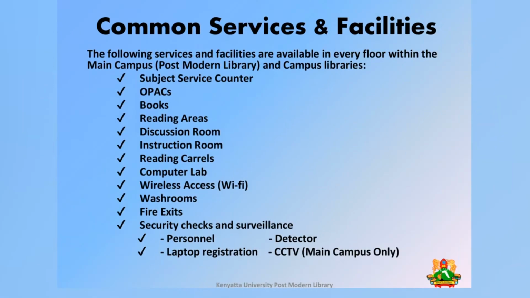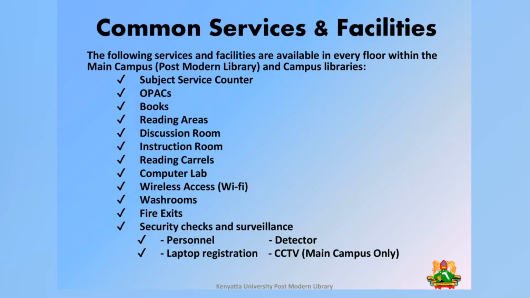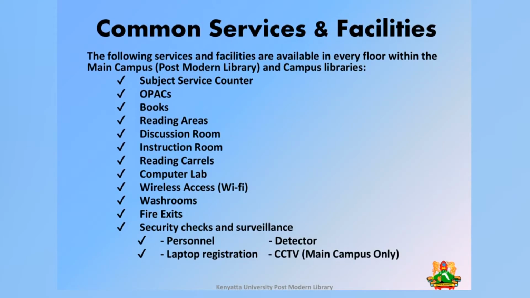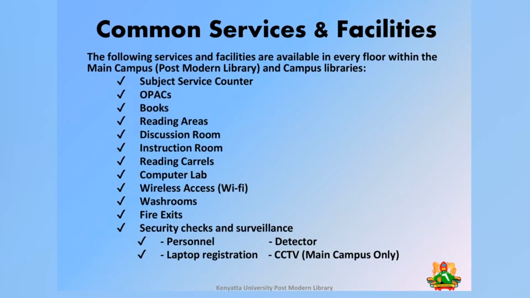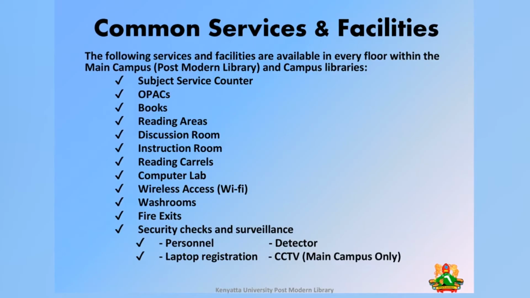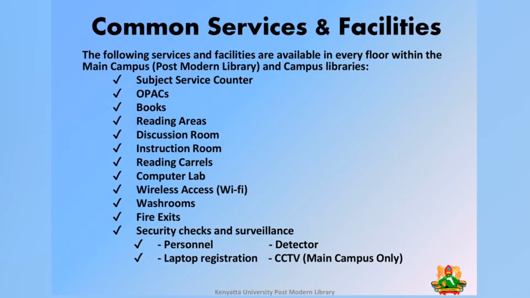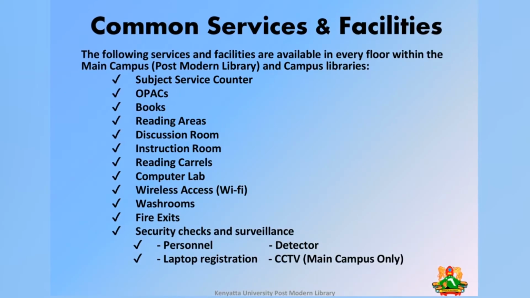We have common services and facilities. So the following services and facilities are available in every floor within the main campus library, postmodern library, and campus libraries. We have the subject service counter. We have the OPACs. We have books on the shelves which are well arranged. We have reading areas, discussion room, instruction room. We have reading carrels. We have a computer lab. We have wireless internet, accessible wireless internet.